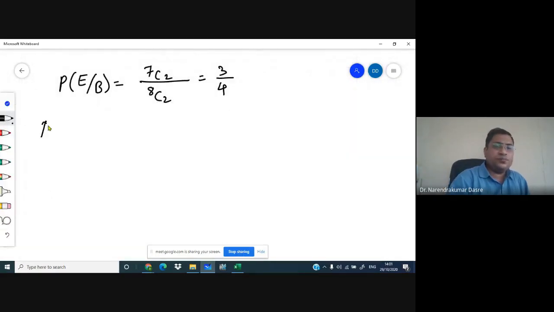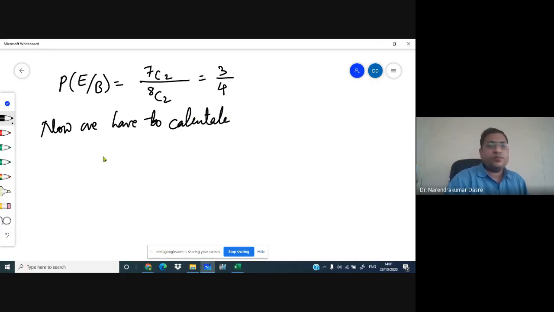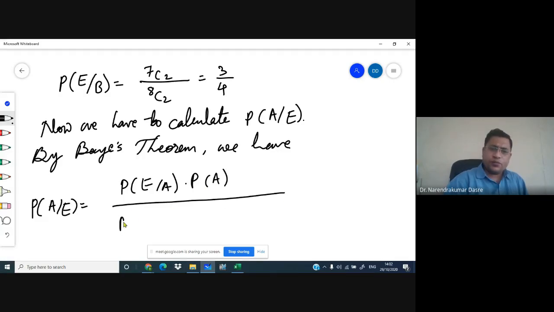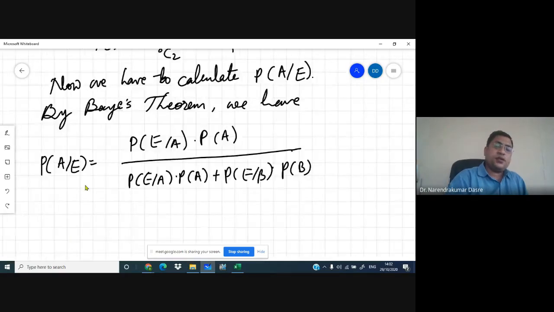Okay, so now we have to calculate the probability of A on E. We know that the two balls selected were black. What are the chances that the urn A was used? So we can say by Bayes' theorem, the probability of A on E is equal to the probability of E on A into the probability of A, upon the probability of E on A into the probability of A plus the probability of E on B into the probability of B. And that's what we have.